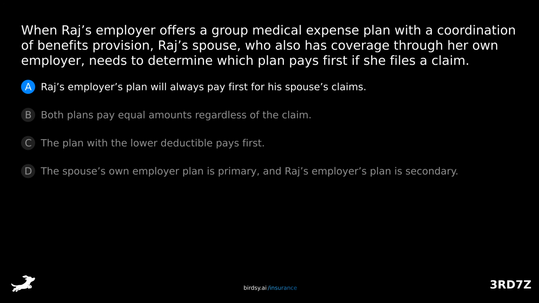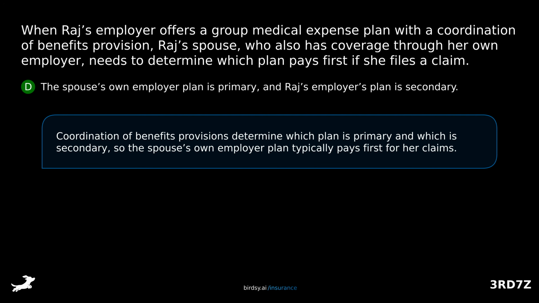Is it A, Raj's employer's plan will always pay first for his spouse's claims? B, both plans pay equal amounts regardless of the claim? Or D, the spouse's own employer plan is primary and Raj's employer's plan is secondary? The correct answer is D. The spouse's own employer plan is primary and Raj's employer's plan is secondary. Coordination of benefits provisions determine which plan is primary and which is secondary, so the spouse's own employer plan typically pays first for her claims.